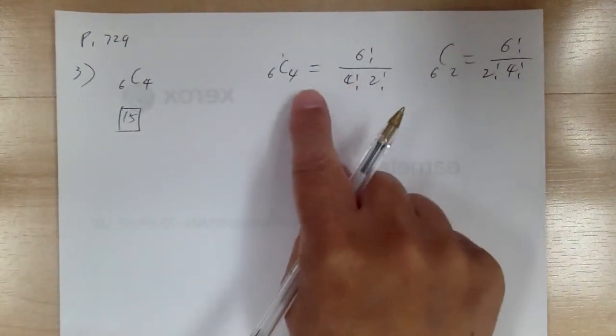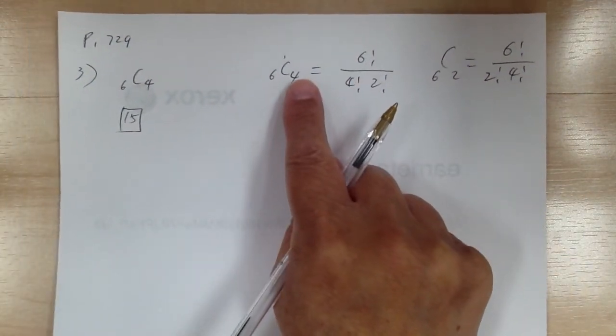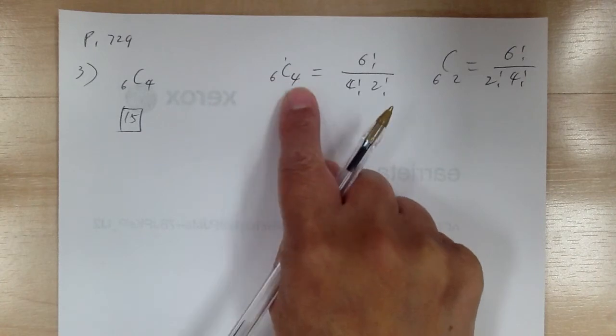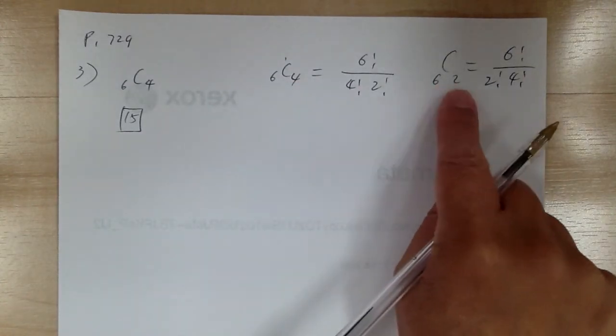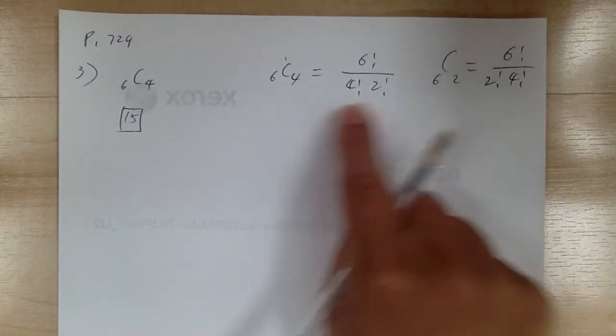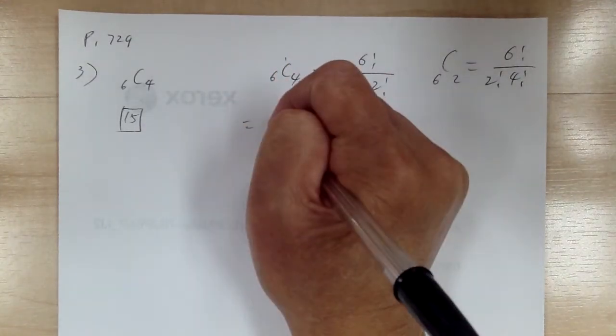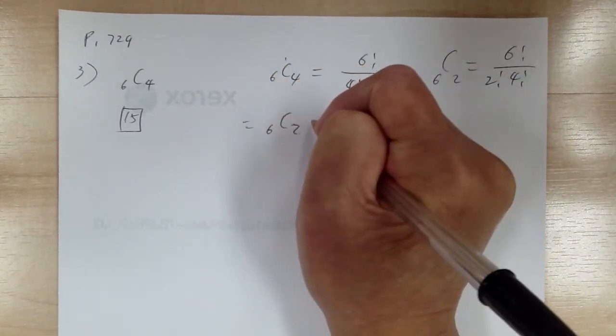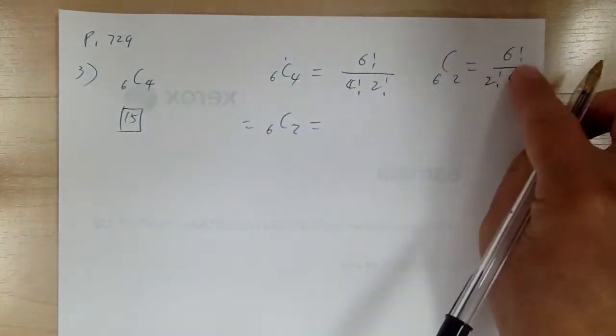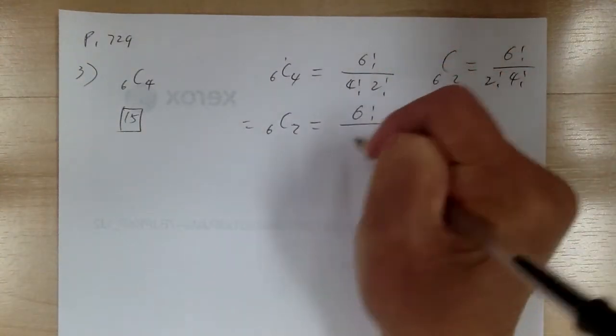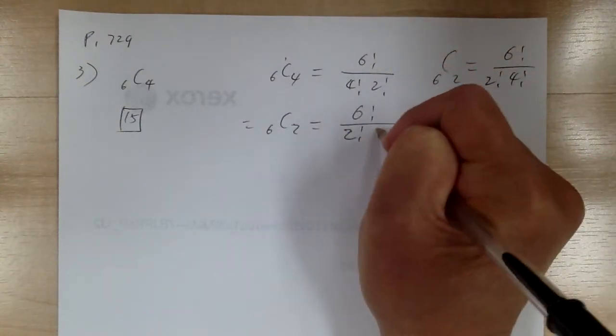Okay, so these two are equal. In other words, you can use the complementary numbers. So 6C4 and 6C2 are the same, and you want to use the lower number. So this will equal 6C2. Notice you want to use this one, which is equal to 6 factorial over 2 factorial, 4 factorial.